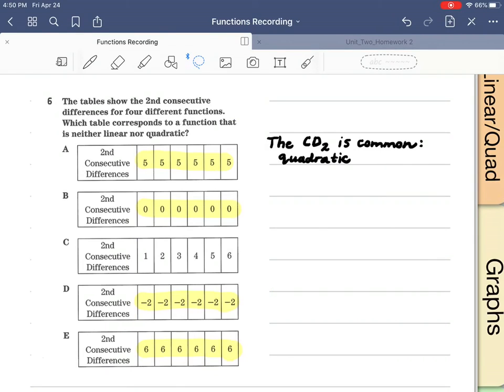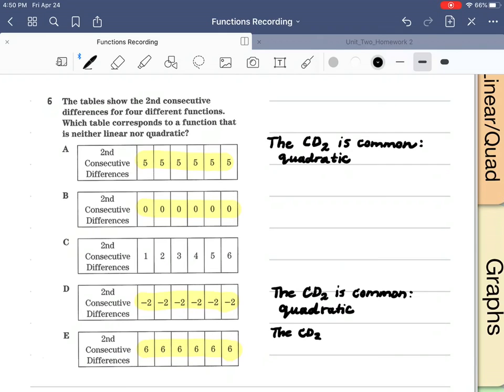Okay, D, the difference at the second level is common. That is a quadratic. And then the same is true here. The difference at the second level is common. So this is quadratic. So those 3 are quadratic equations. C is the oddball.